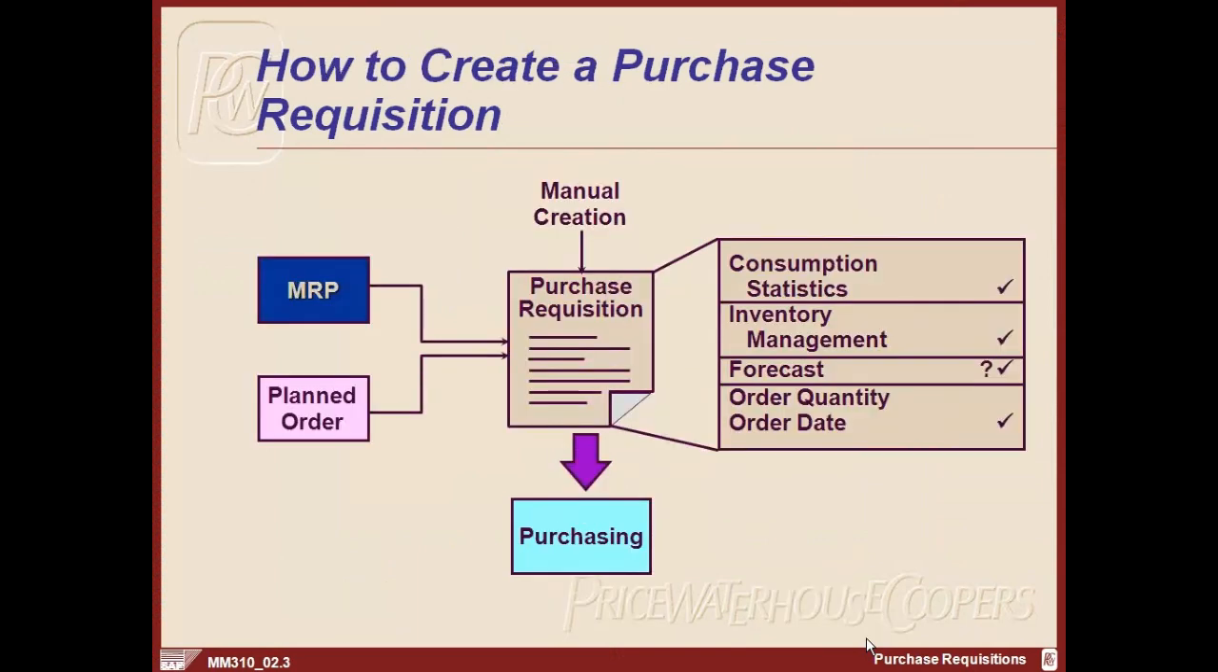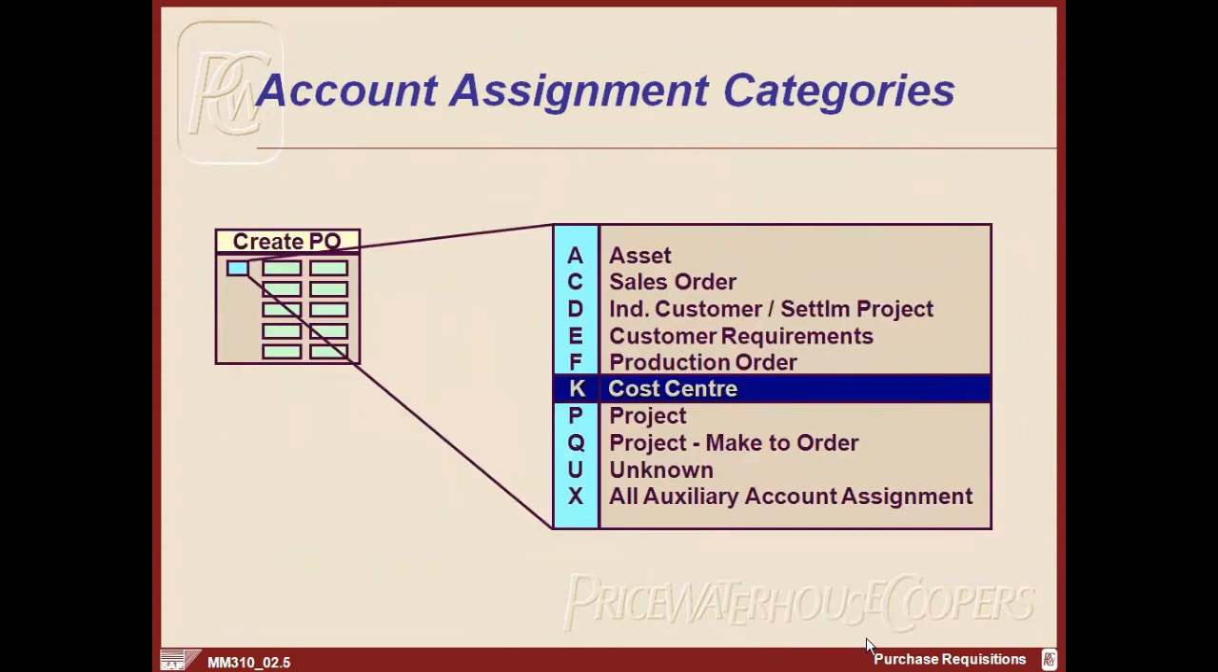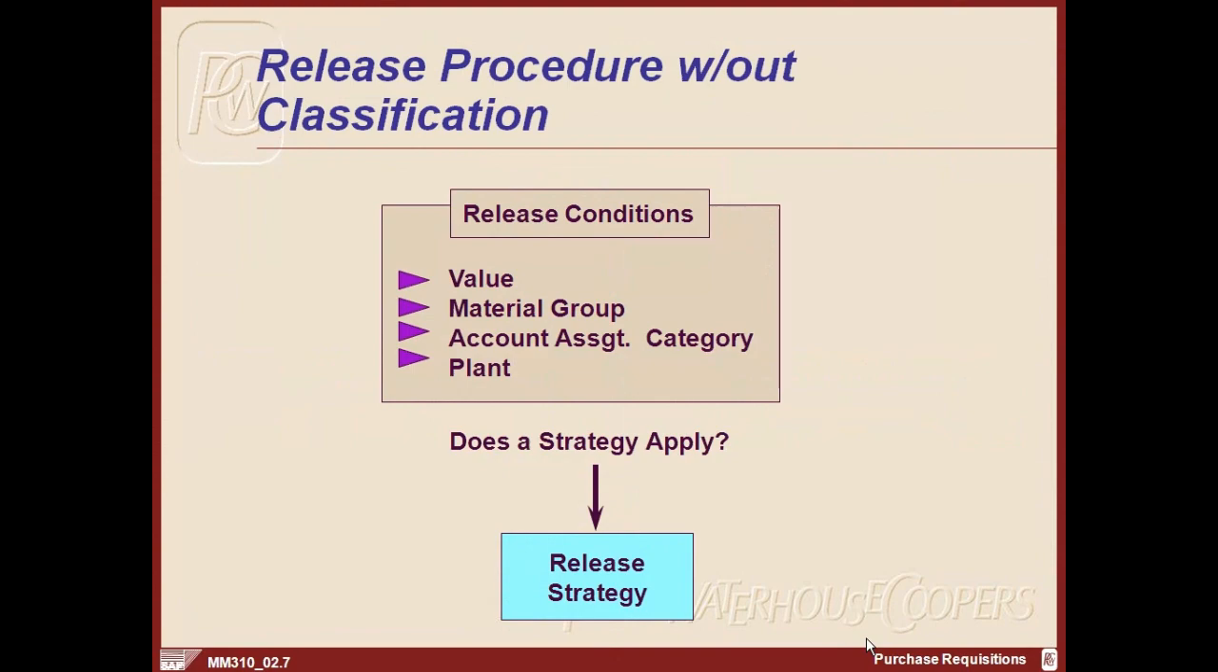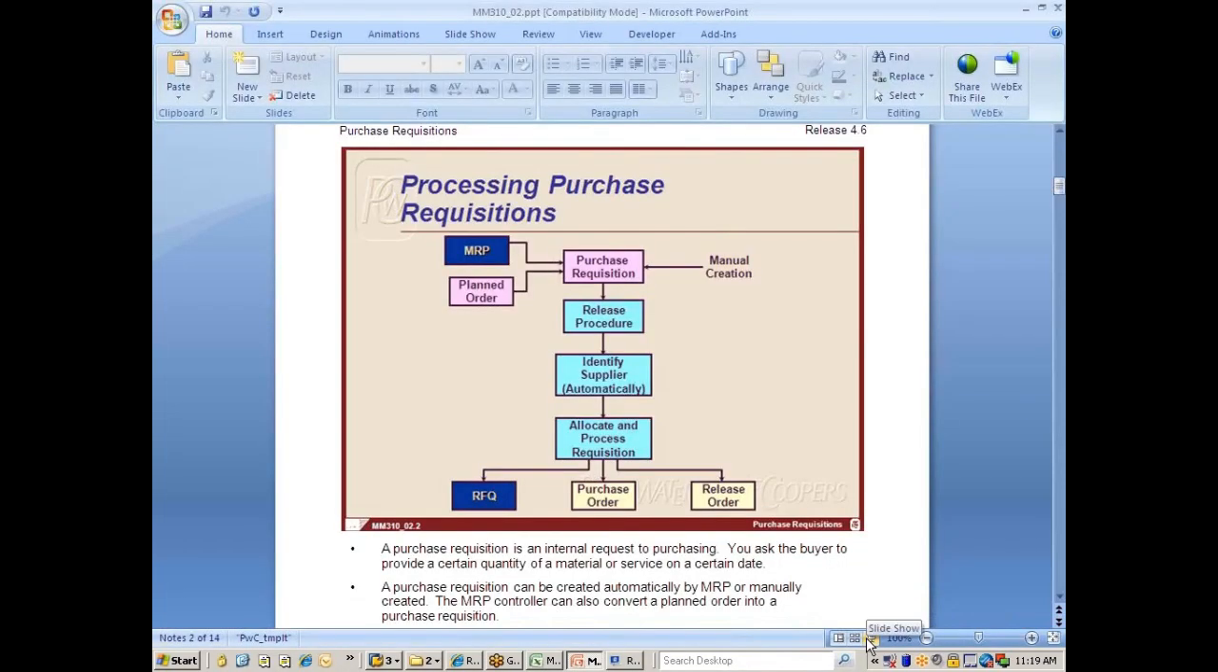How to create a purchase requisition? As you have seen here, we went with manual creation of a requisition. So let me stop it here. We will discuss account assignment category and item category tomorrow. We will complete the purchase requisition and then go ahead with other topics like RFQ, quotations, and then the rest of the master data like source list and purchasing info record, etc.